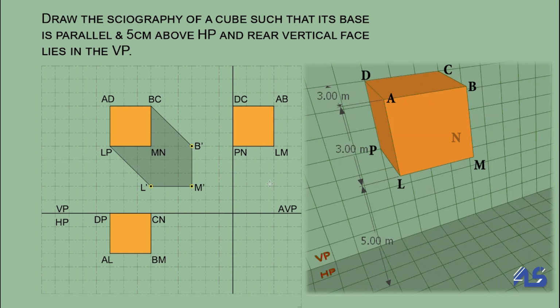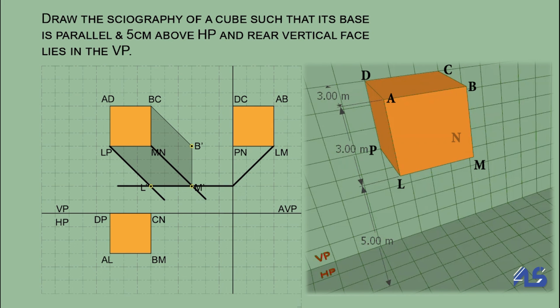So if we use AVP and VP in combination, we will have to draw a line at an angle of 45 degrees in this way in AVP and then transfer it horizontally in the VP, and in VP also we have to draw a line in this way so that we'll get an intersection at this point as L dash. For M dash, the line will be the same in AVP. In VP it will be like this. We'll get the location of M dash at the intersection.